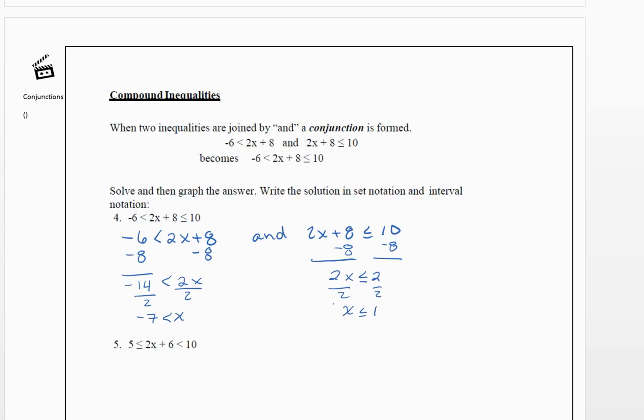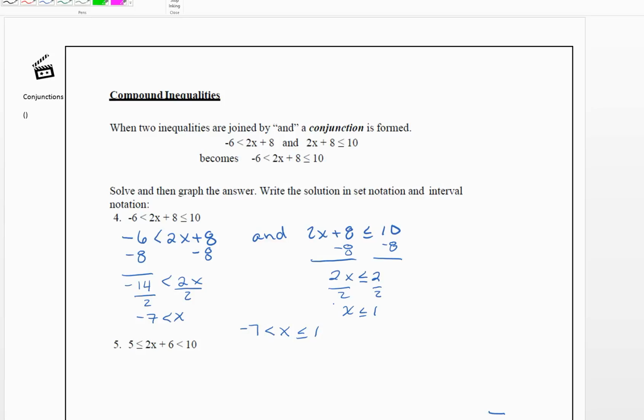So we have x needs to be bigger than -7 and less than or equal to 1. And we can write that in one inequality by going -7 less than x less than or equal to 1. So just make sure that the part that's facing the x is always the same as what you solve for.